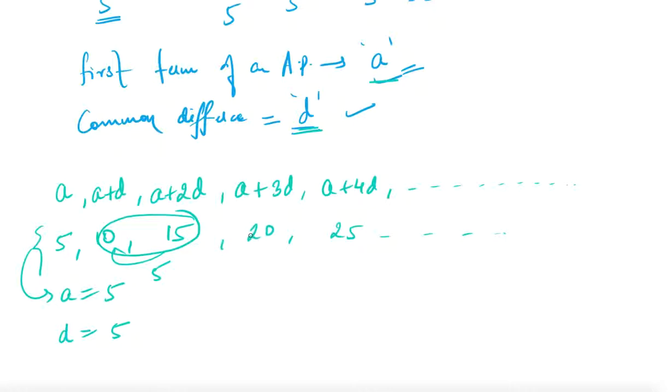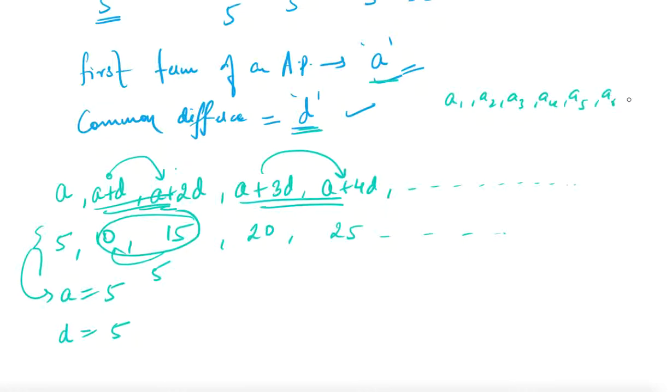Always remember, in the case of an arithmetic progression, you subtract the first term from the next term. Don't do the reverse. If you are taking these two terms, this should be subtracted from this. Like if a1, a2, a3, a4, a5, a6 is an AP, then you get the common difference by subtracting a2 minus a1. d will not be equal to a1 minus a2. Always remember that. This is a very common mistake that students make, but never ever do that.